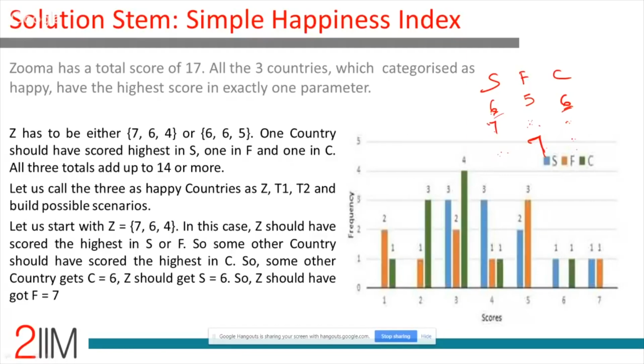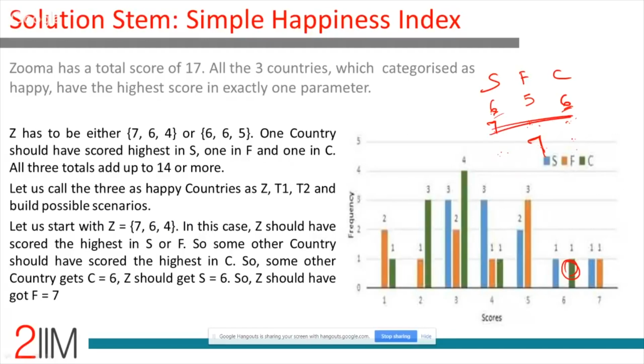If 7 is the highest for Zuma, remember this, then this green 6 has to go to someone else. Right? So if Zuma has got 7 in S, then the 6 cannot be from green. That should have gone to somebody else. The 6 should not be here. It should be somewhere else. But it's not possible here because F does not have a 6. So this is ruled out.